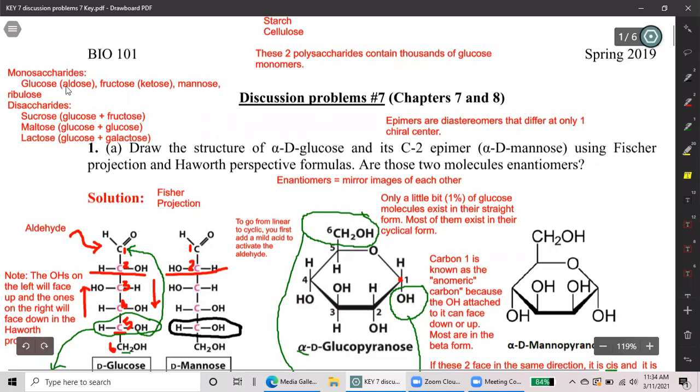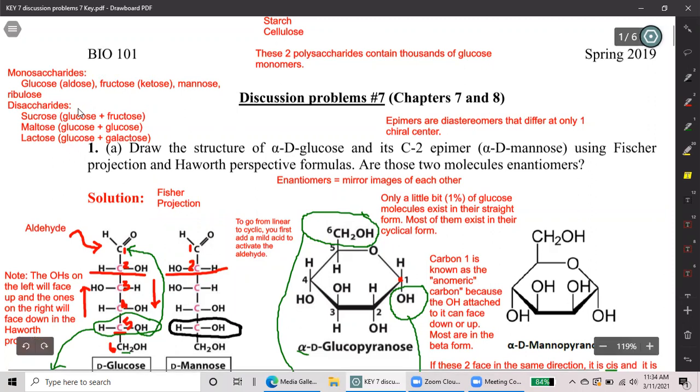So monosaccharides are just one sugar. You should know glucose and fructose. And then mannose is also one of the most common ones. Glucose is an aldose, so that just means that there's an aldehyde group at the end. Fructose is a ketose, and that means that it has a ketone instead of an aldehyde group.